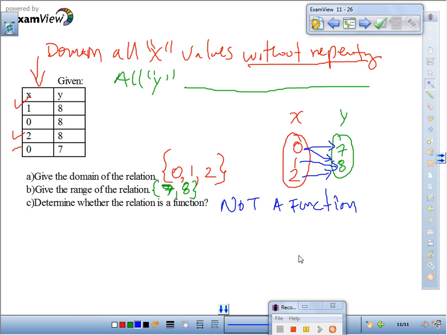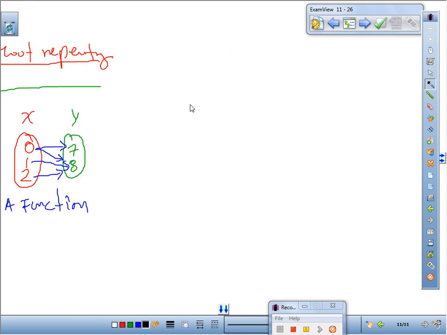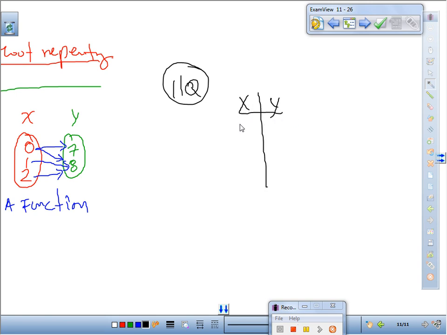Everybody there? Okay? Let's see if it's a function. Here we go. I'm going to give you another one. This one, you're going to label it to the right of that. Write example 11Q. X, Y. Here's the table.